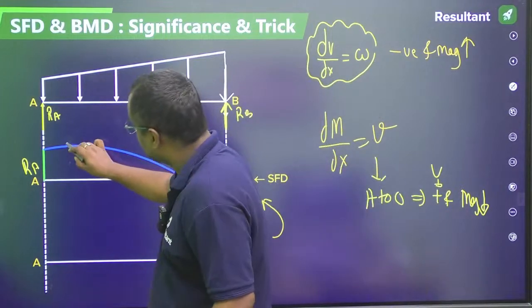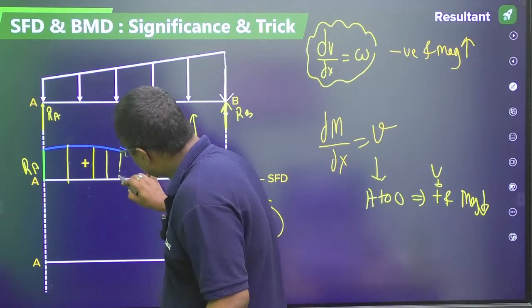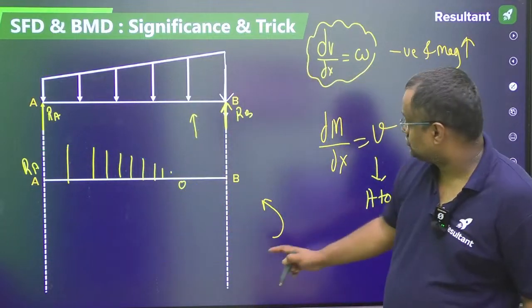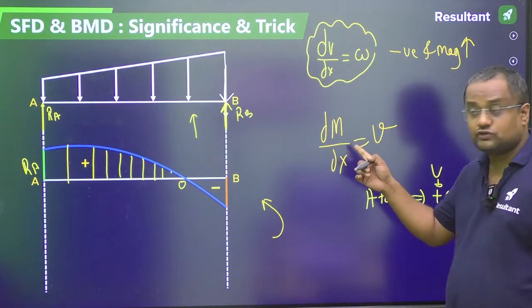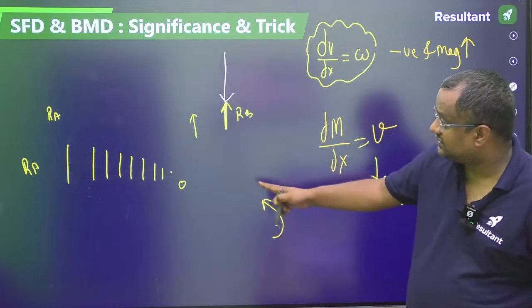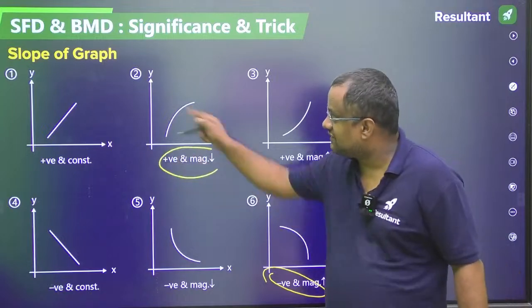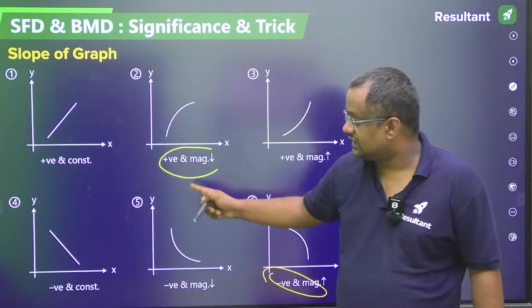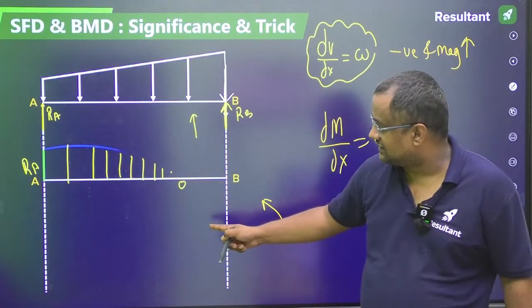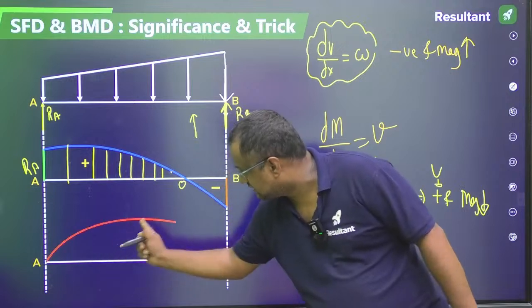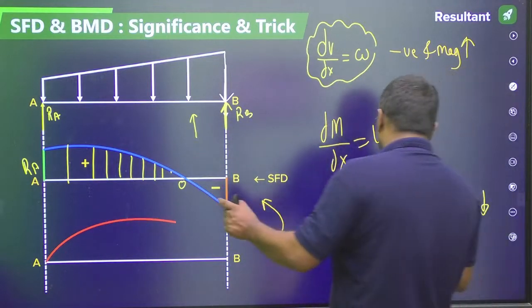Like see here, this value is lesser. Positive but decreasing. So bending moment slope is shear force, positive decreasing, A to O. Positive decreasing graph number 2, like this. Okay, so positive decreasing graph number 2 like this.